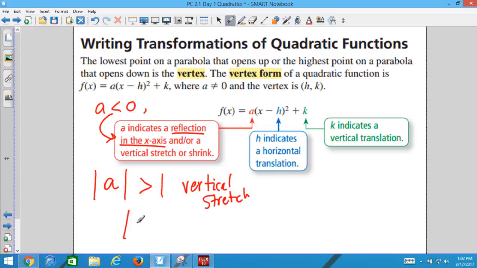If the absolute value of A is less than 1 but greater than 0, which I really shouldn't have to say, but if it's less than 1, then it is a shrink, a vertical shrink.